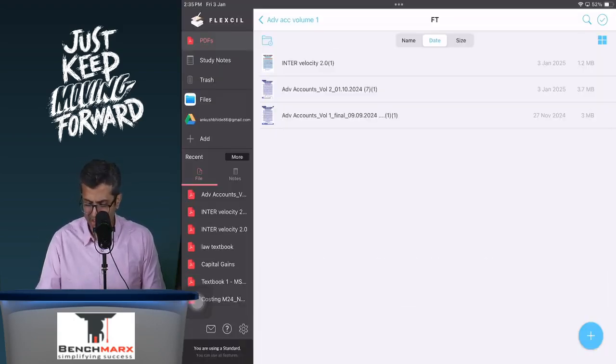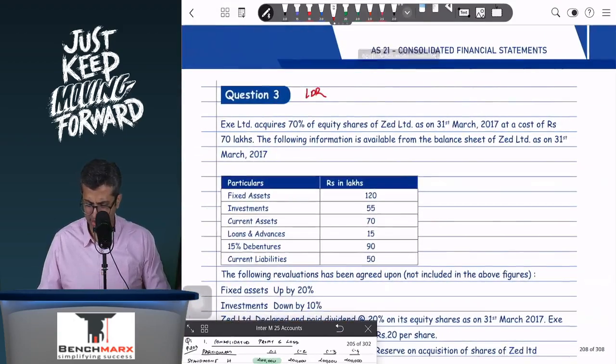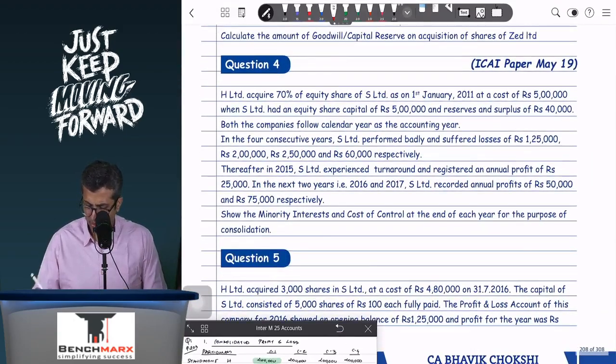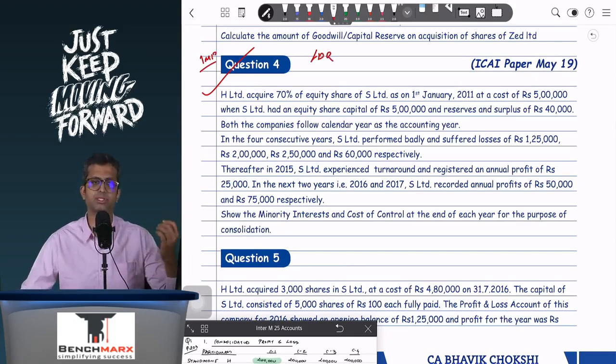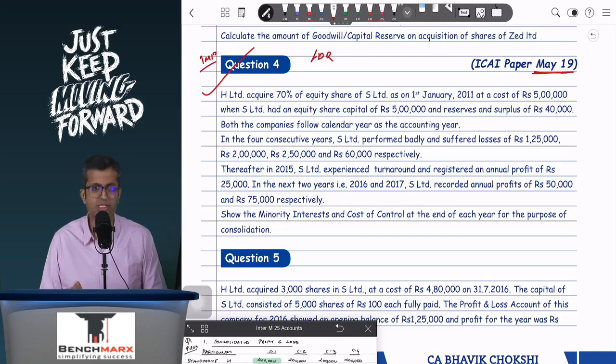Now, based on that, there is a very specific question. I think question number 4 over here, which is specifically for the purpose of this minority adjustment. You can actually mark it as important as well for your last day revision, because if this comes, this is the only question which will come on these lines, and it has even come in one of the papers. So let us review this.